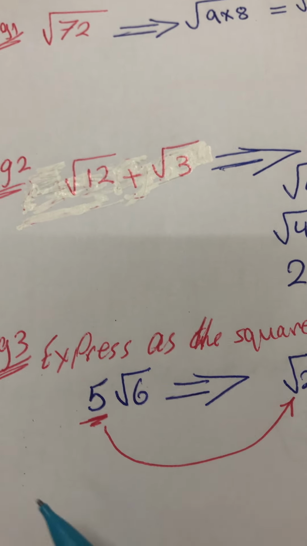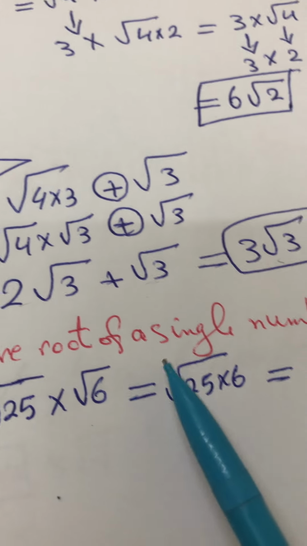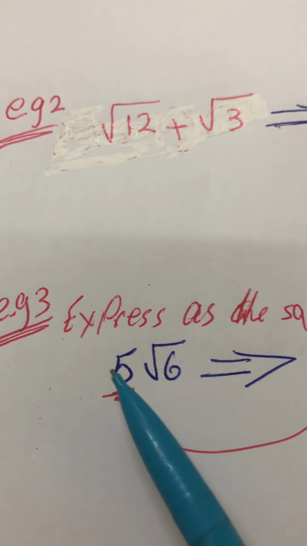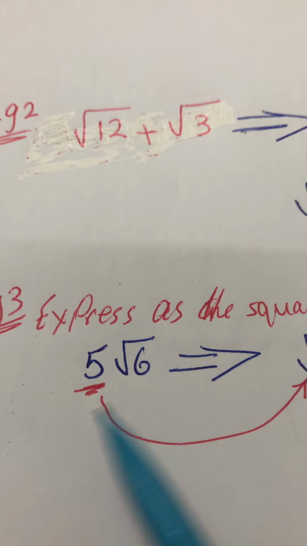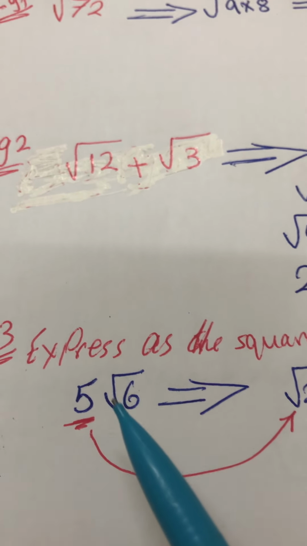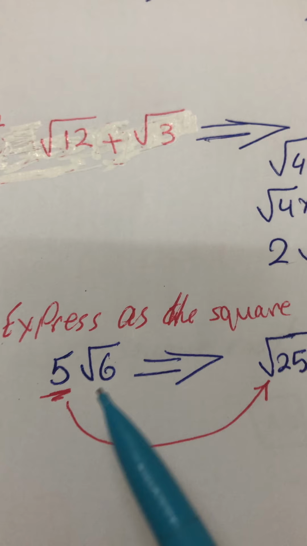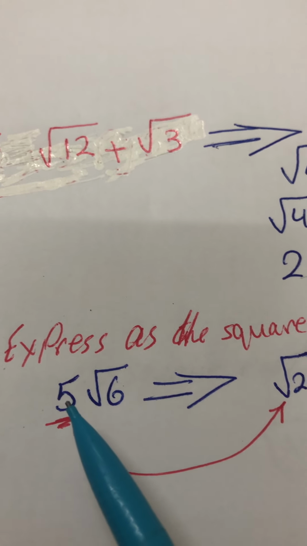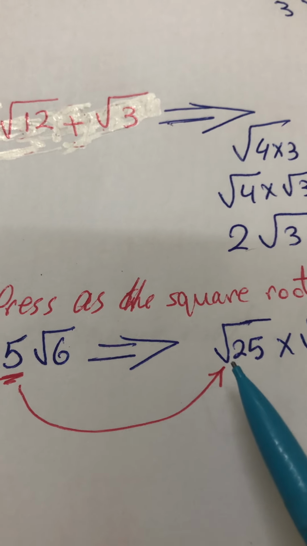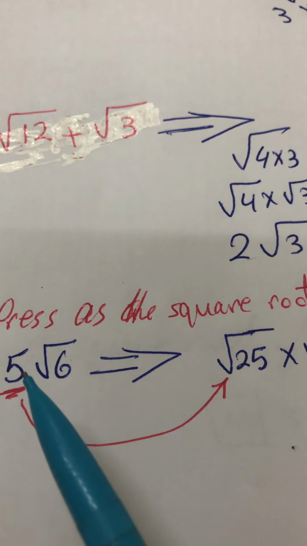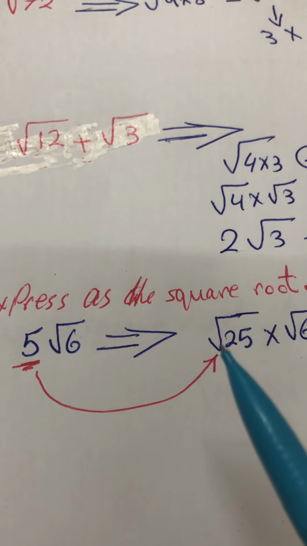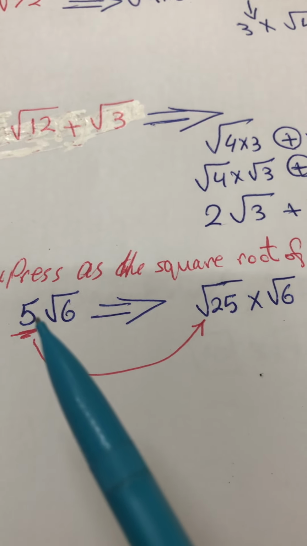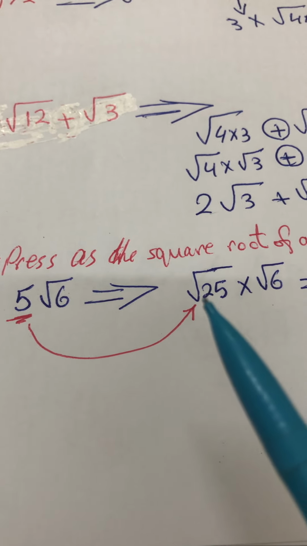Another example, we are asked to express as the square root of a single number. I have 5 square root of 6. I want to make both of them one square root. How? This 5 outside the square root, what was it equal to under the square root? This 5 of course was 25 under the square root. So to take this 5 back under the square root, I'll change it into the square root of 25, because the square root of 25 equals 5.